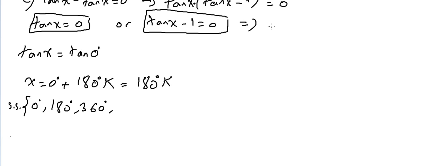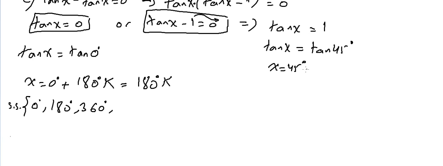This side gives us tangent x equal 1. Take minus 1 to the other side. What is tangent 1? Tangent x equal tangent 45 degrees. 45 degrees for the tangent gives us 1. So x equals 45 degrees plus 180 degrees k, right?